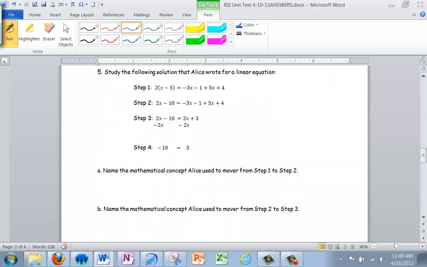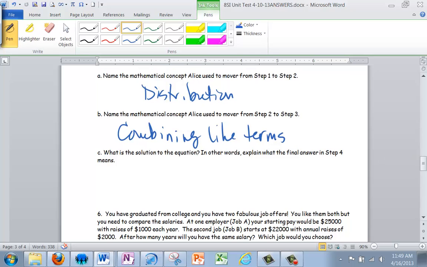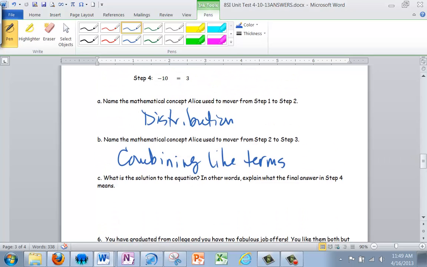Number 5, this one actually went fairly well. From here to here, she used distribution. From here to here, she used combining like terms. I'm okay if you didn't use sentences for these two, because it's math stuff. What was the solution? Well, you have a false statement here. Negative 10 is never equal to 3, so there is no value for the variable to make that true. So the answer would be no solution.